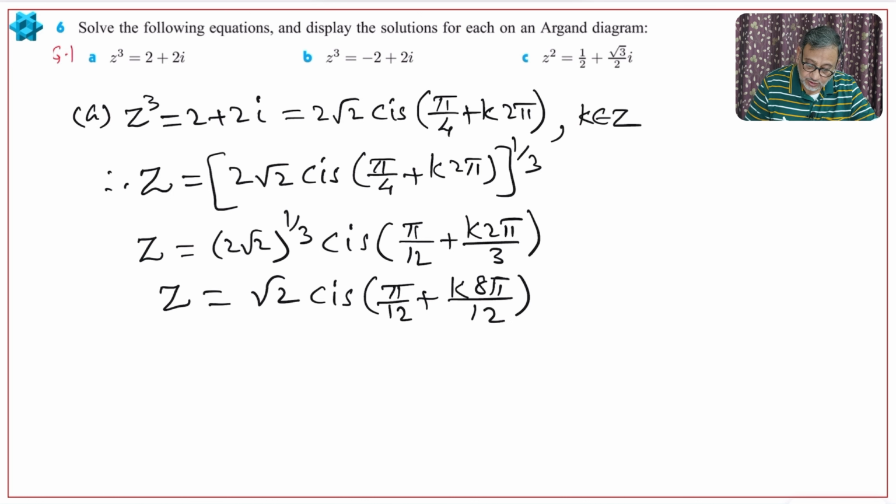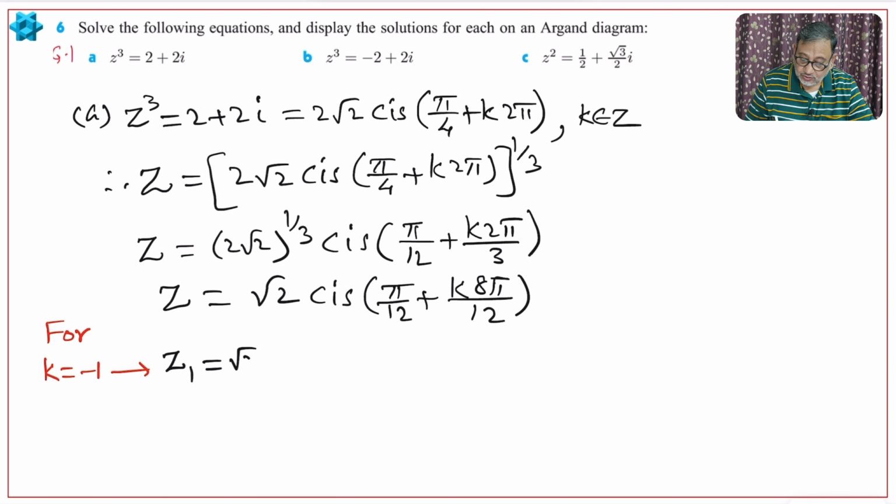So now for k is equal to minus 1, look here, you could have taken k is equal to 0, 1, 2, 3. I am taking minus 1 so that I get the correct argument between minus pi and plus pi, okay. So when I take k is equal to minus 1, my first root z1 will be root 2 cis, I will replace k by minus 1, so pi minus 8 pi, okay, pi minus 8 pi will be minus 7 pi, right, minus 7 pi by 12.